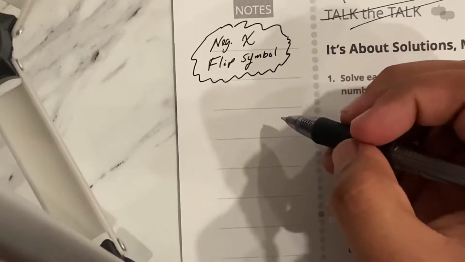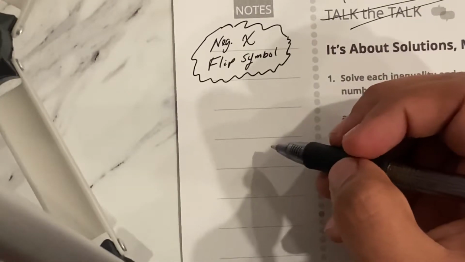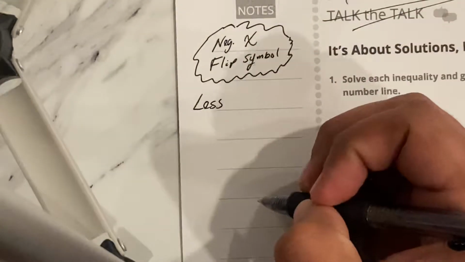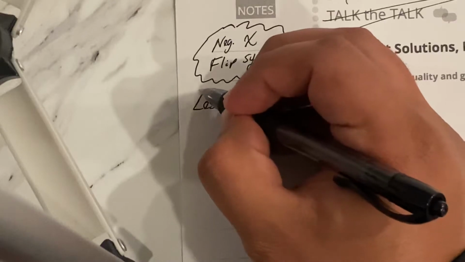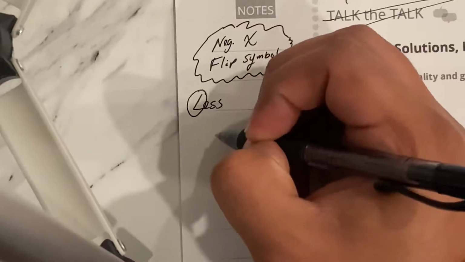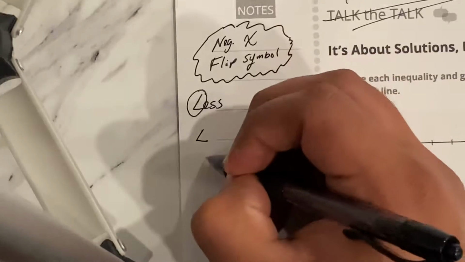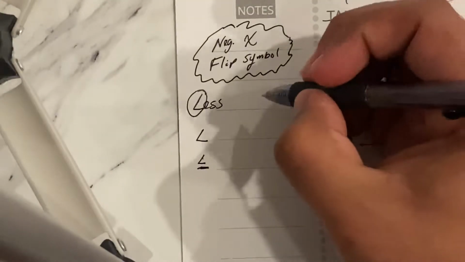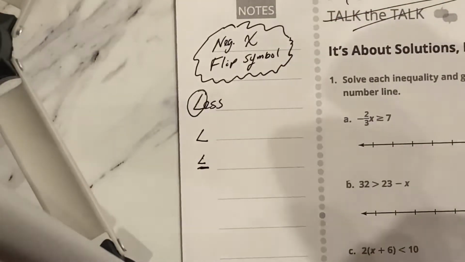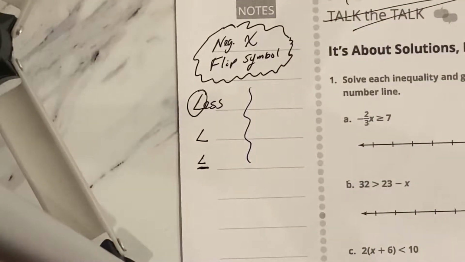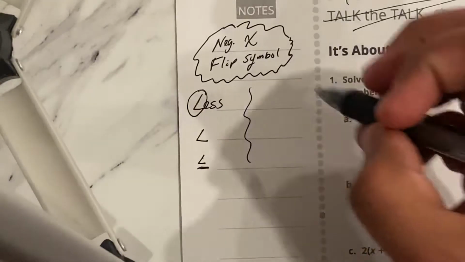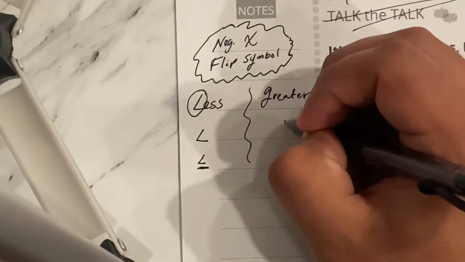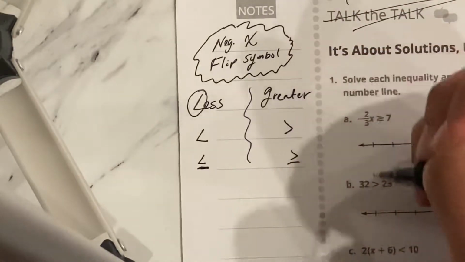Next, I do want to make sure we can tell the difference between a less than and a greater than. The keyword is less. That keyword less, the symbol is right here. So this is less than, this is less than or equal to. So if these two symbols are less than, then obviously these other symbols are greater: greater than, greater than or equal to.